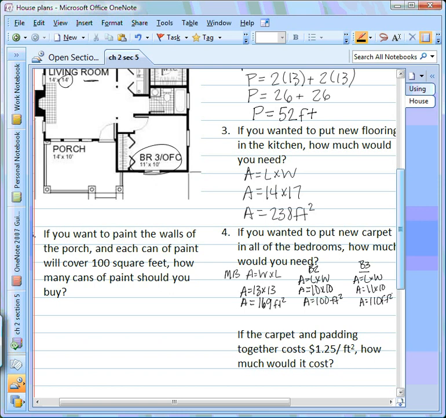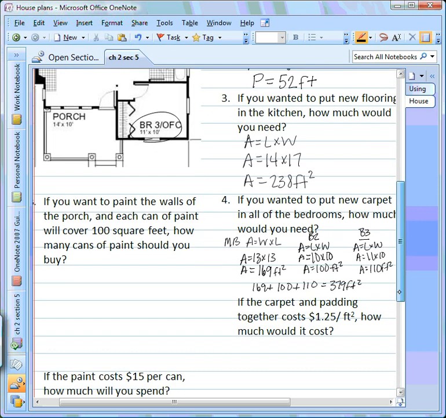Now the next part is we have to add them all together. So if we add up 169 plus 100 plus 110, that's going to equal 379 feet squared. So we know that we need carpeting that'll cover 379 feet squared.